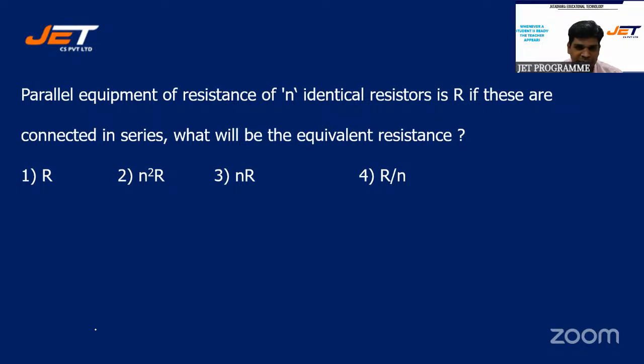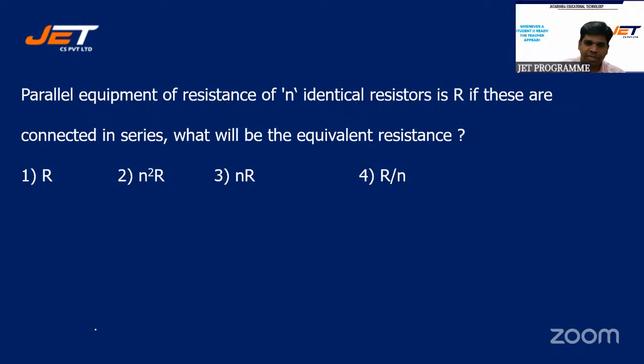When n identical resistances are joined in parallel, the equivalent resistance is R. If these are connected in series, what will be the equivalent resistance?